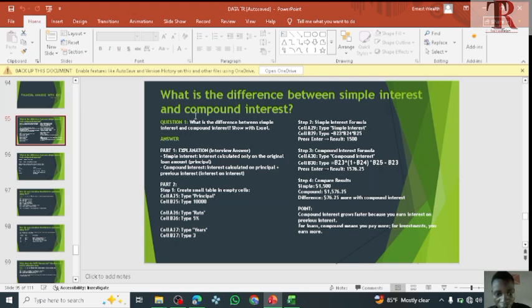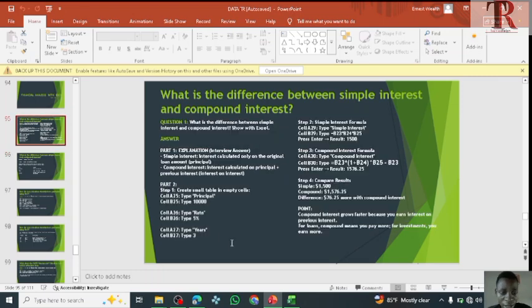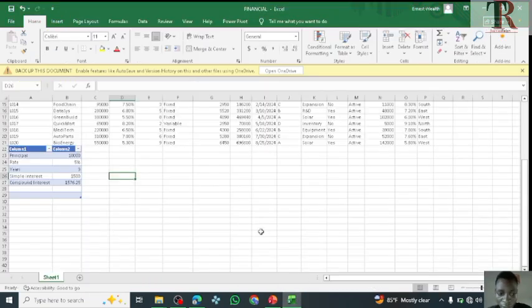So with that, we've covered the basics. We've covered simple interest and compound interest. To calculate simple interest, you just multiply the principal by the rate by years and you get your simple interest. But for compound interest, the principal times 1 plus the rate raised to power years minus the principal, and you get your compound interest. With that, we've answered the question for this video.